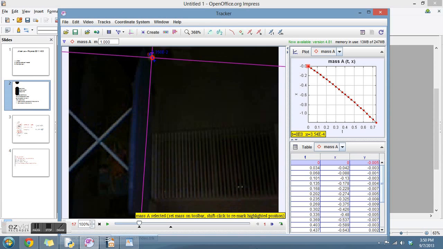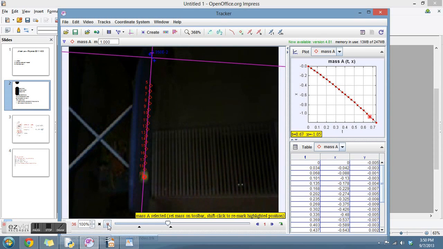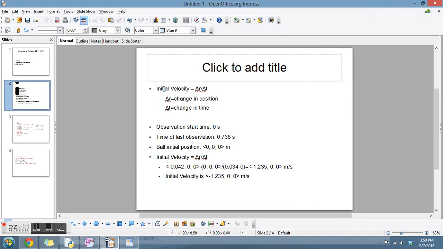The frames in which the ball appeared to be moving at a constant velocity were chosen to be analyzed, in this case from frames 17 to 39. Tracker gave specific information about the ball's position, motion, and time data, which allowed for calculation of the ball's initial velocity. It's based on the formula V initial equals delta R over delta T, where delta R is change in position and delta T is change in time. Plugging the data from Tracker into the equation gives us an initial velocity of negative 1.235 meters per second.